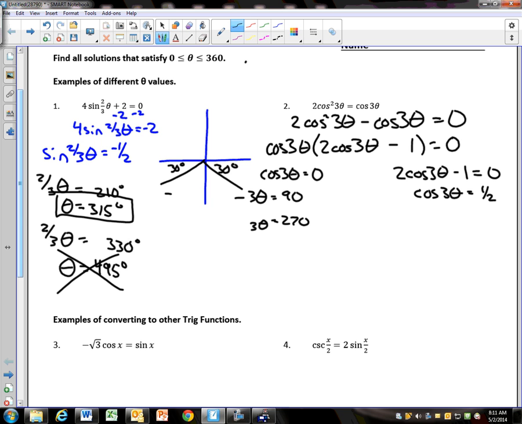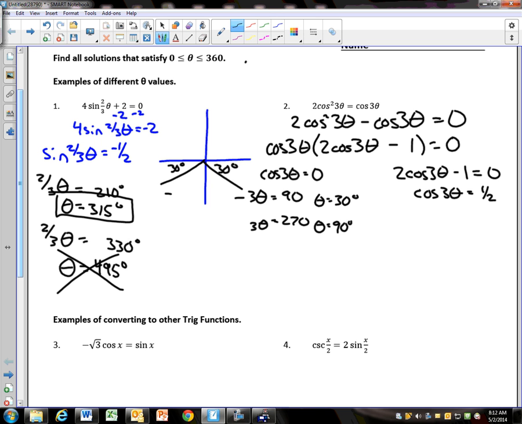Three theta equals 90. Okay. Divide by 3. What do you get? 30. Three theta equals 270. Divide by 3 and you get theta is equal to? Are those between 0 and 360? I think there might be more that would be between 0 and 360.